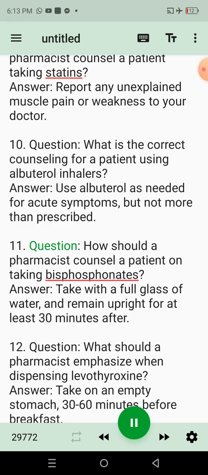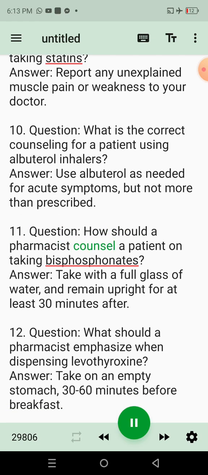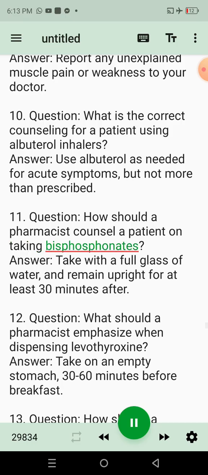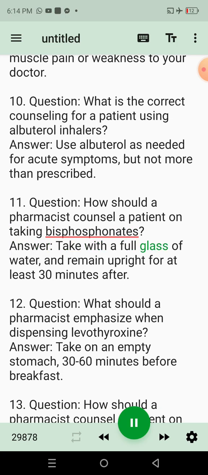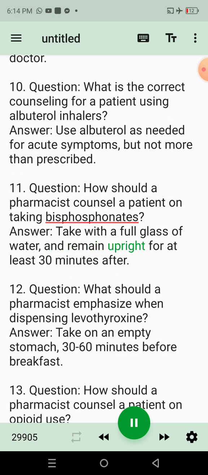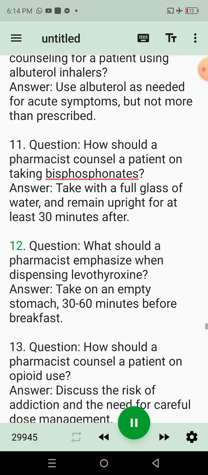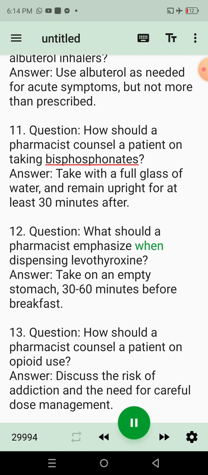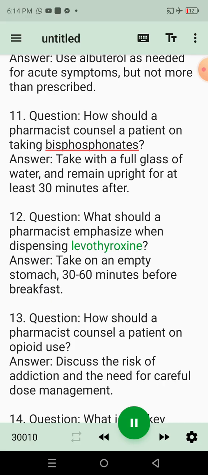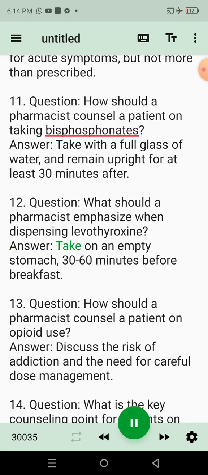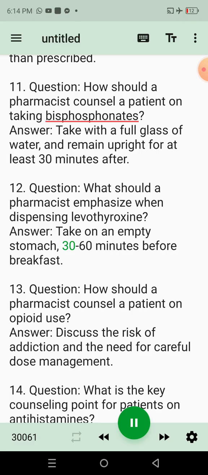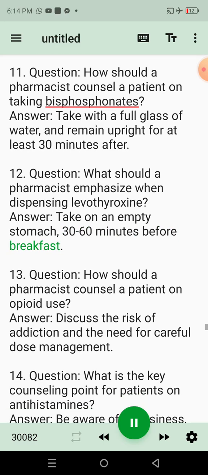11. Question: how should a pharmacist counsel a patient on taking bisphosphonates? Answer: take with a full glass of water, and remain upright for at least 30 minutes after. 12. Question: what should a pharmacist emphasize when dispensing levothyroxine? Answer: take on an empty stomach, 30 to 60 minutes before breakfast.